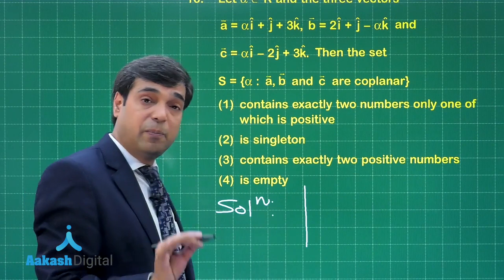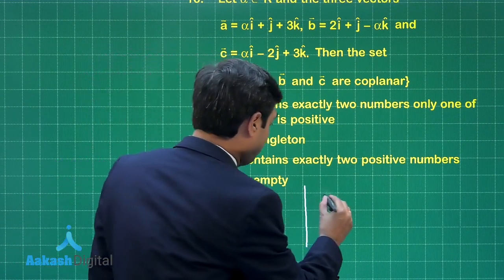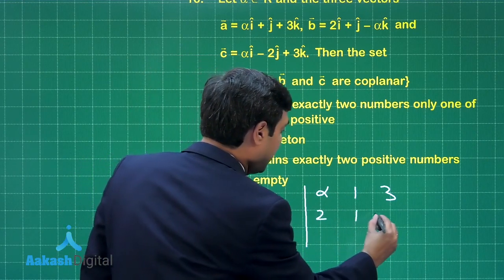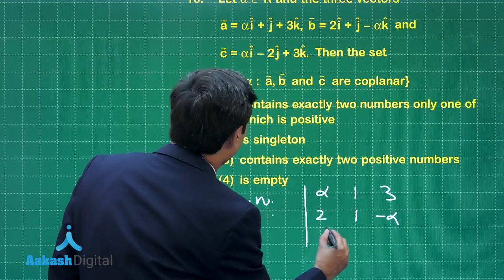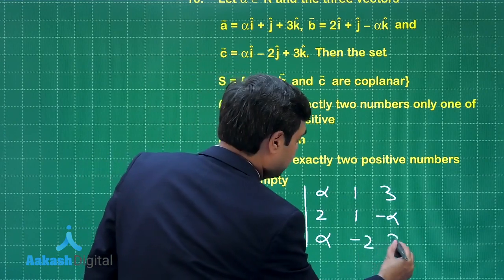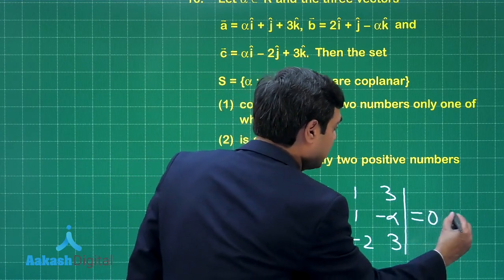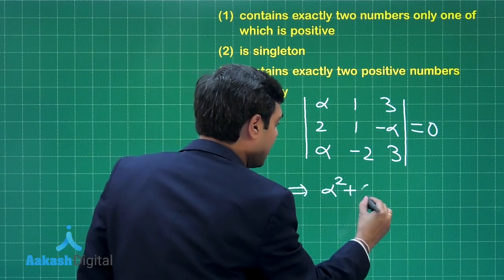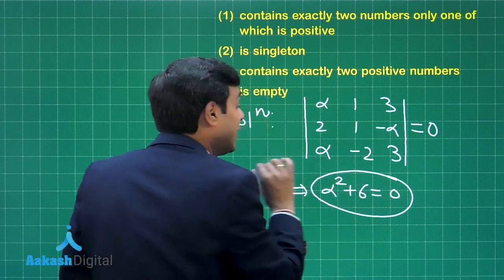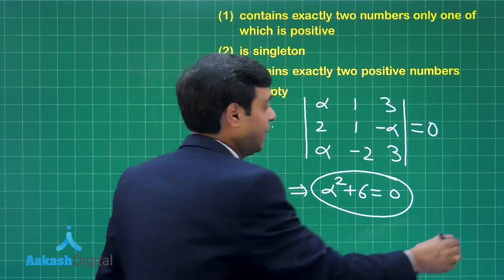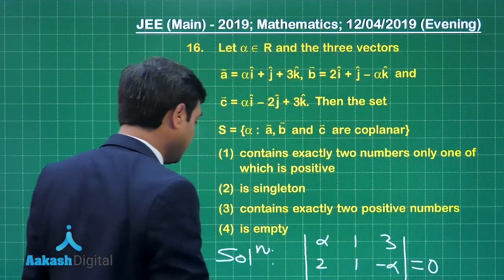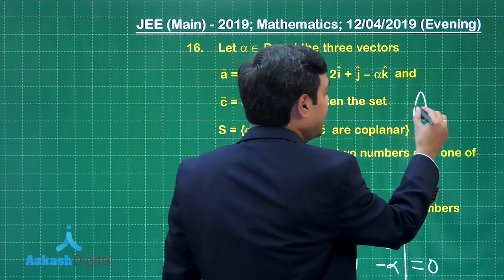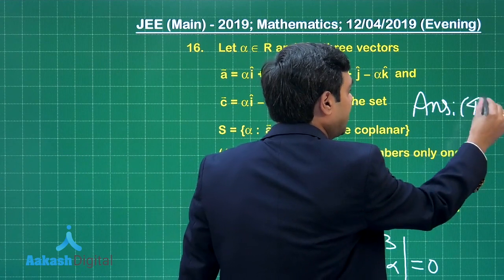Coplanar meaning scalar triple product equals 0. So let's write down the coefficients. Alpha 1 3, then 2 1 minus alpha, and alpha minus 2 3, is equal to 0. Just simplify this determinant to get the result as alpha square plus 6 equals 0, meaning no real value of alpha is possible. When no real value of alpha is possible, this set is actually an empty set. So the correct answer for this question is option number 4.